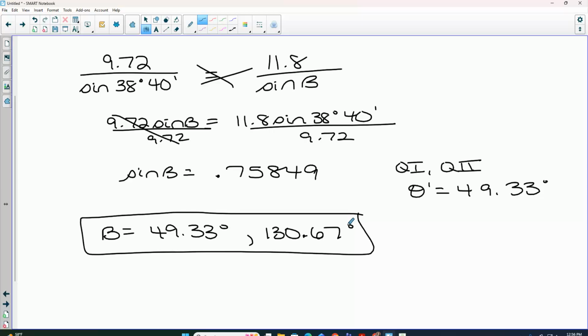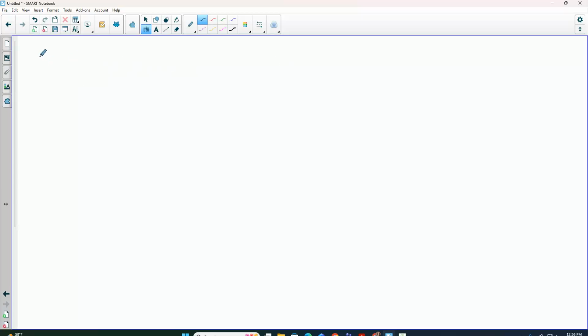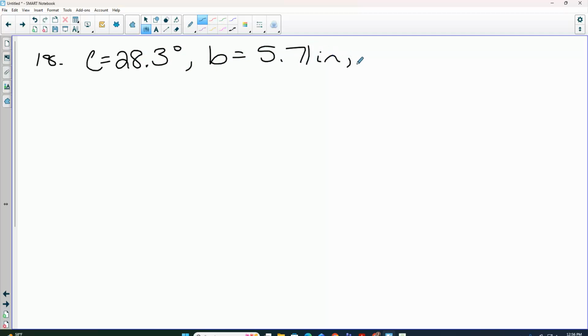Question number 18. We know angle C is 28.3 degrees. Side B is 5.71 inches, and side A is 4.21 inches. We are looking for side C. So you could try law of sines, but as soon as you plug in, you notice a big problem. We don't have a complete set. We don't have an angle and a side pair. So law of sines is not helpful to me.